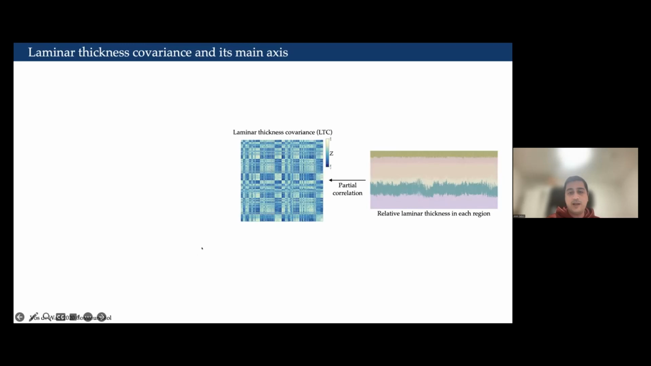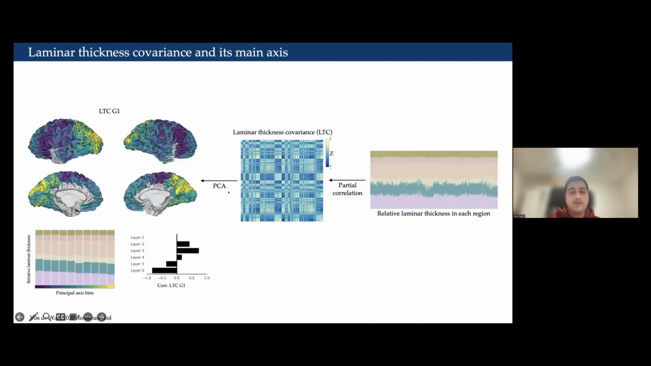And then to understand the structure behind this matrix, and also to get a map of overall variations in the laminar structure, we applied dimensionality reduction on this matrix, specifically PCA, and focused on the main principal axis derived from it. We called it LTC G1, short for principal gradient, because it shows gradual variations. This map shows a shift from the dominance of deeper layers 5 and 6 in frontal areas towards the dominance of superficial layers 2 and 3, specifically towards the more posterior regions in occipital and parietal lobes.